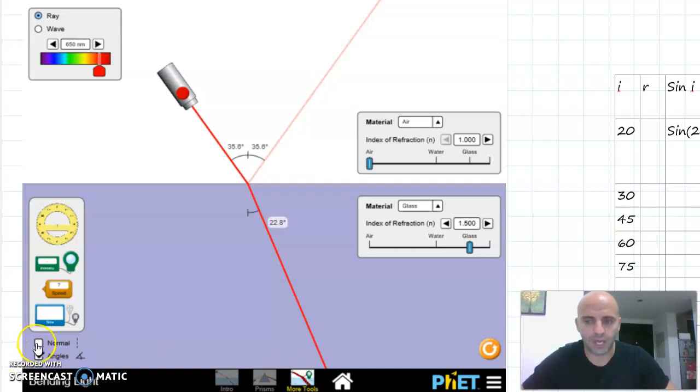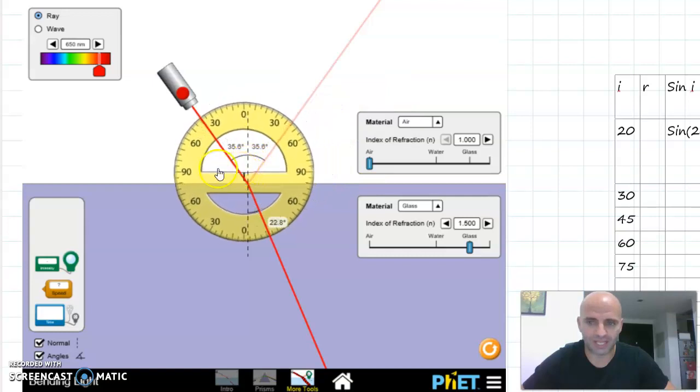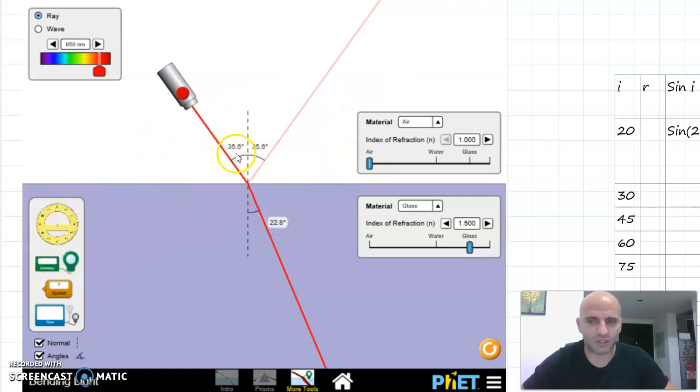The reason being, I want to be able to turn on the normal line and I want to be able to turn on my angles. The angles will save me the hassle of trying to take out a protractor and measure it as accurately as I can. I can leave that where it is and it'll automatically measure to 1 decimal place of an angle. So, okay, what you need to do is collect some data.